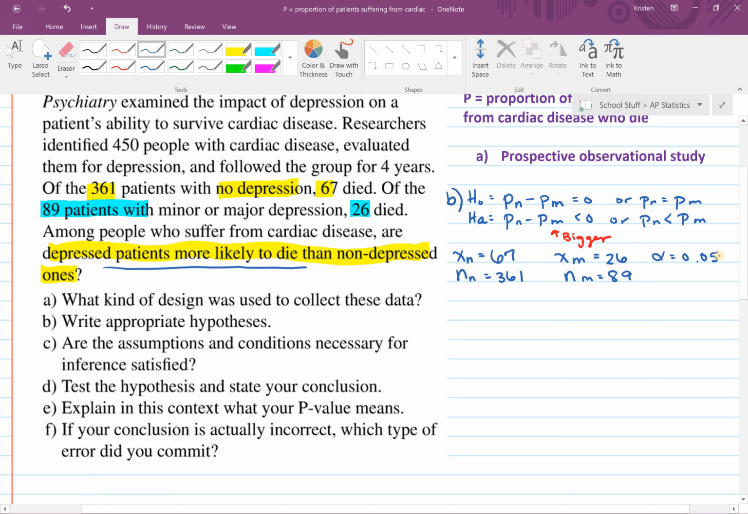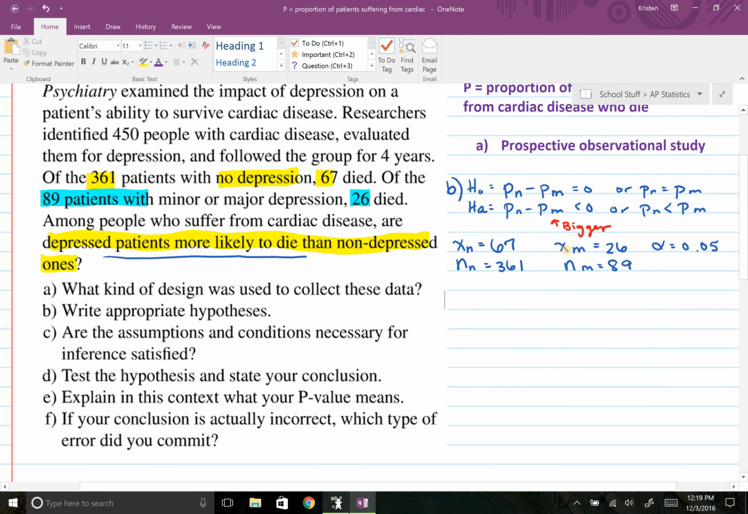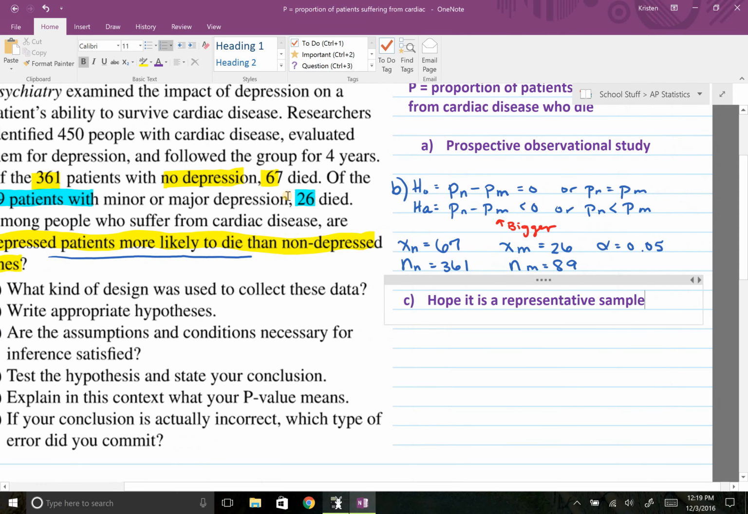Now, in order to go forward with this test, what do we have to have? Assumptions and conditions. For my assumptions and conditions, the first thing that we're going to be looking for is whether or not this was random and independent. Again, we can't necessarily pull people randomly. People have to volunteer to have their information, or we can only go from people that we have the information from. So we're going to say for part C that we hope it is a representative sample. We can't really do much more than that, but hope.